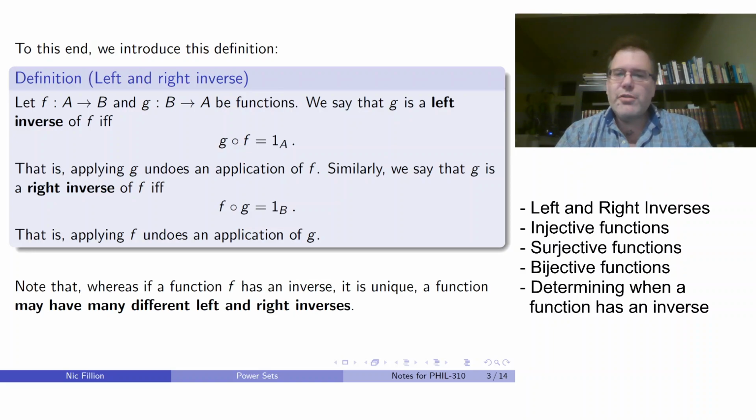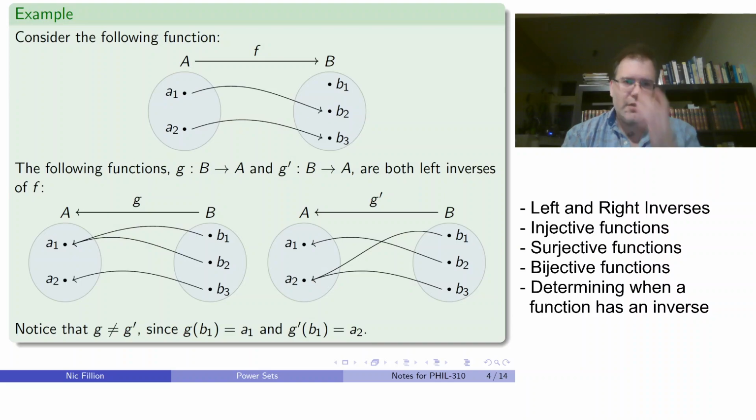Now, I want to emphasize that when we were talking about the inverse of f, we saw that it's unique, so we can really say the inverse of f. But a function may have many different left and right inverses. So let's look at an example of how that would work.